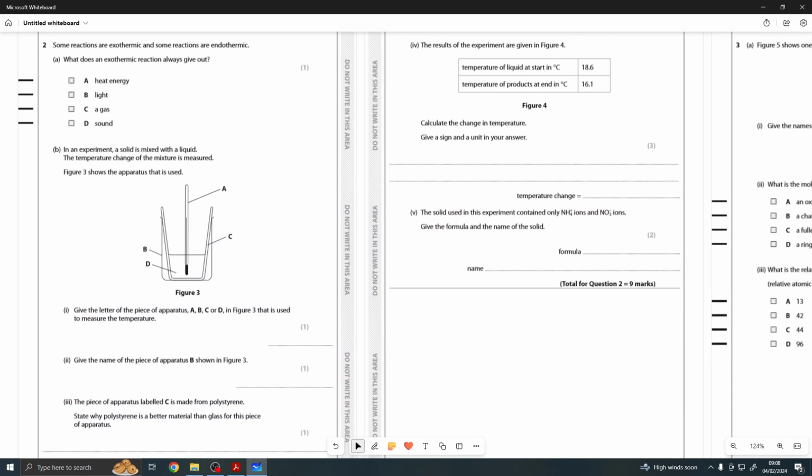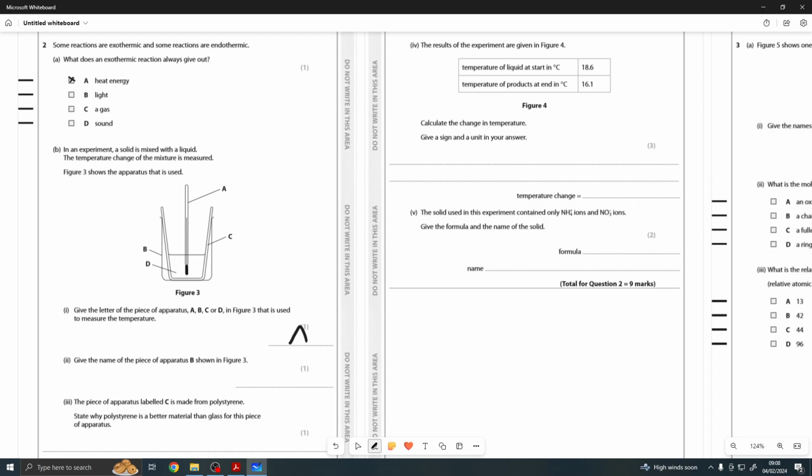Oh, question 2. Here we go. It says some reactions are exothermic and some are endothermic. What does an exothermic reaction always give out? Okay, now the answer is heat. Now I realise a lot of exothermic reactions will also give out light, but they don't all give out light. So therefore, stop thinking of a fire, it's just heat. Now, which of those pieces of equipment in that picture would you use to measure the temperature?